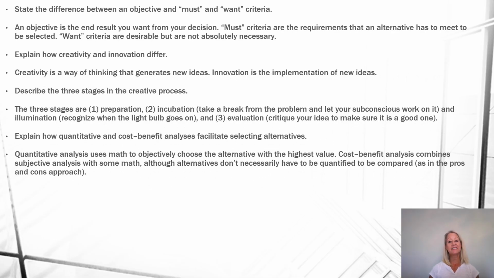You should be able to state the difference between an objective and a must and a want criteria. An objective is the end result you want from your decision. Must criteria are the requirements that an alternative has to meet to be selected. Want criteria are desirable, but they're not absolutely necessary.